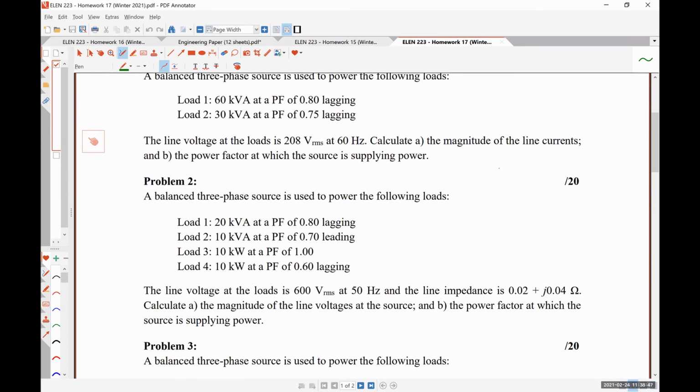The line voltage at the loads is a particular value at a certain frequency. Now we do have a line impedance we have to care about. We're looking for the magnitude of the line voltages at the source and the power factor at which the source is supplying power. So now we're going to have to pay attention to our transmission line impedance.